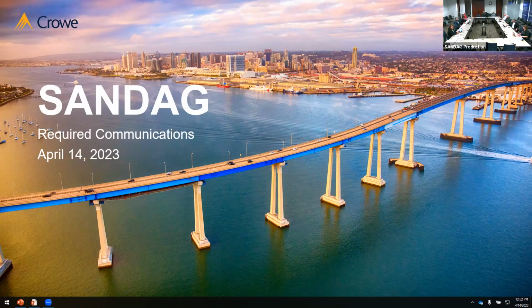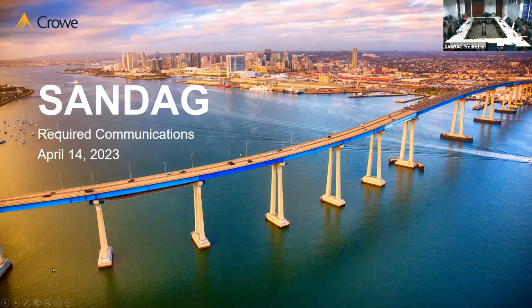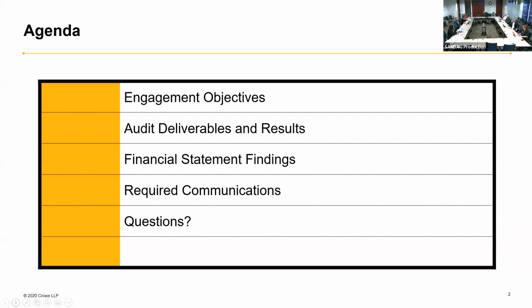If you can advance to the next slide. We've got a brief agenda here today. Since it's been a while since we presented our planning communications, we wanted to go over the engagement objectives, and then likewise the different deliverables that we have today. We have 2 financial statement findings that I wanted to discuss with the committee, and then go through some standard required communications under our professional auditing standards, and certainly welcome questions throughout or at the end.